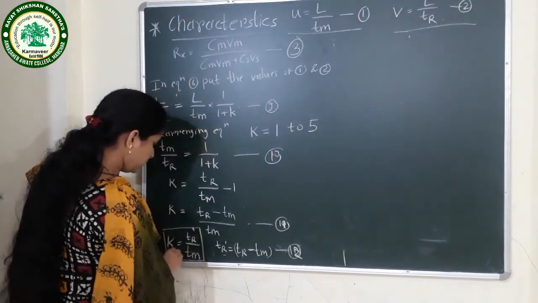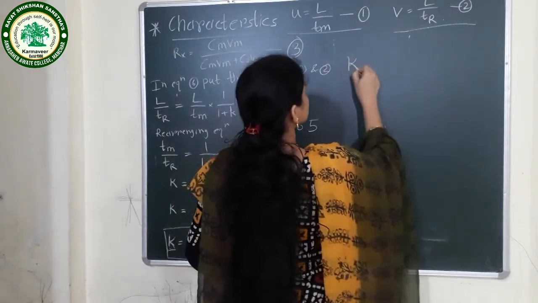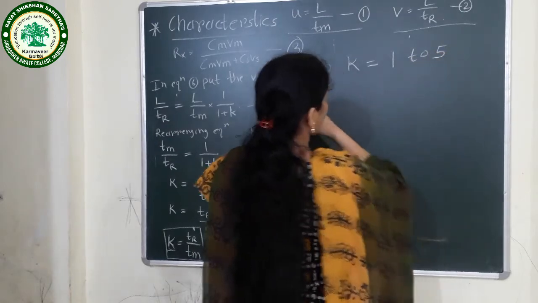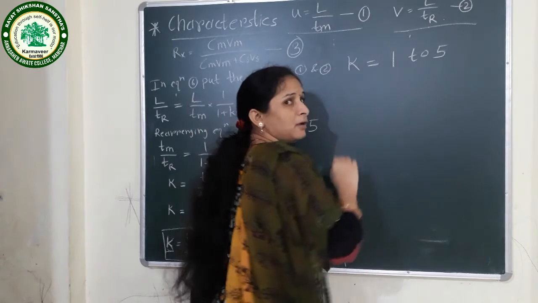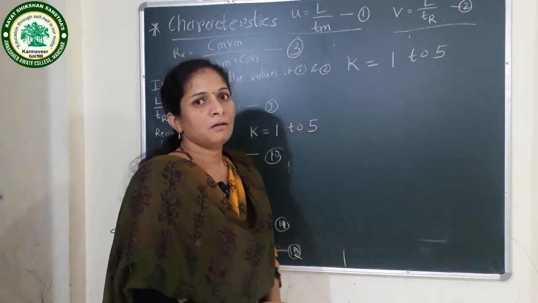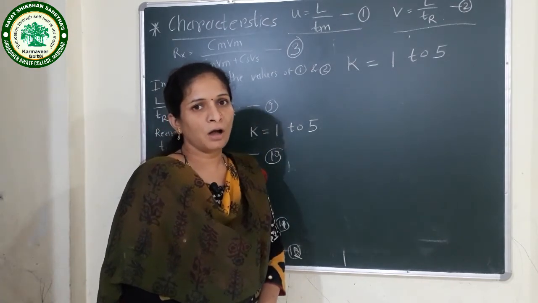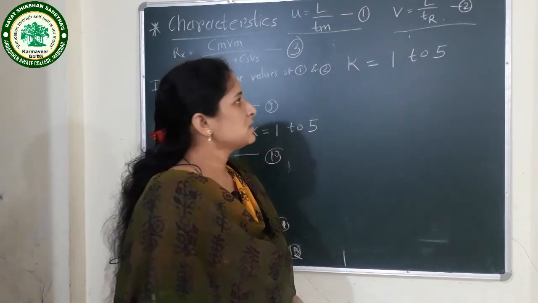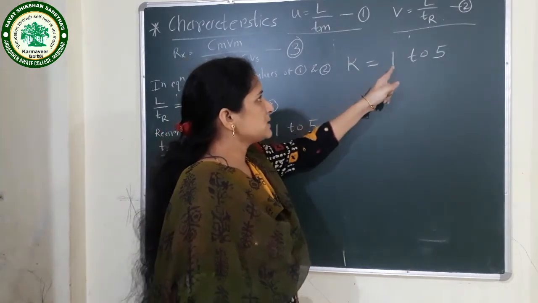Now this value of the retention factor k should be between 1 and 5. If this value of k is less than 1, then what happens? The flow rate will be higher. That's why the separation will not take place, because all the components will be there with the mobile phase. Therefore separation will not take place at a k value less than 1.